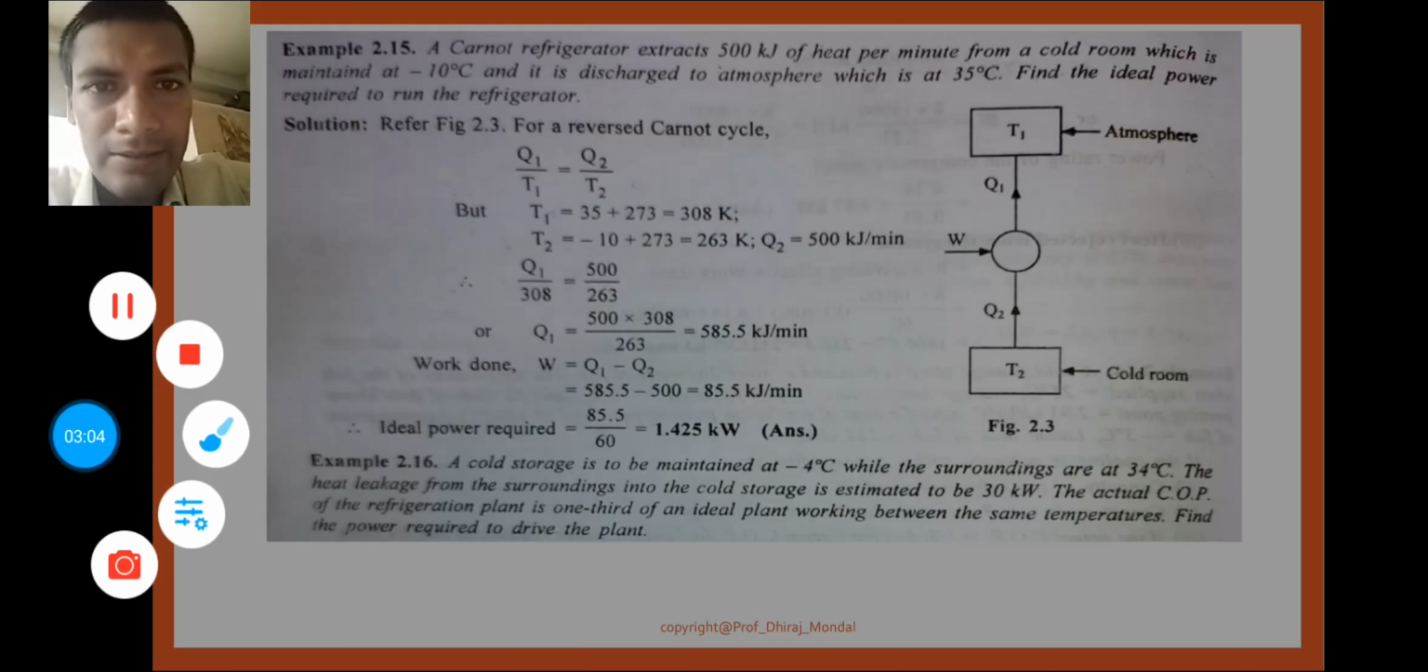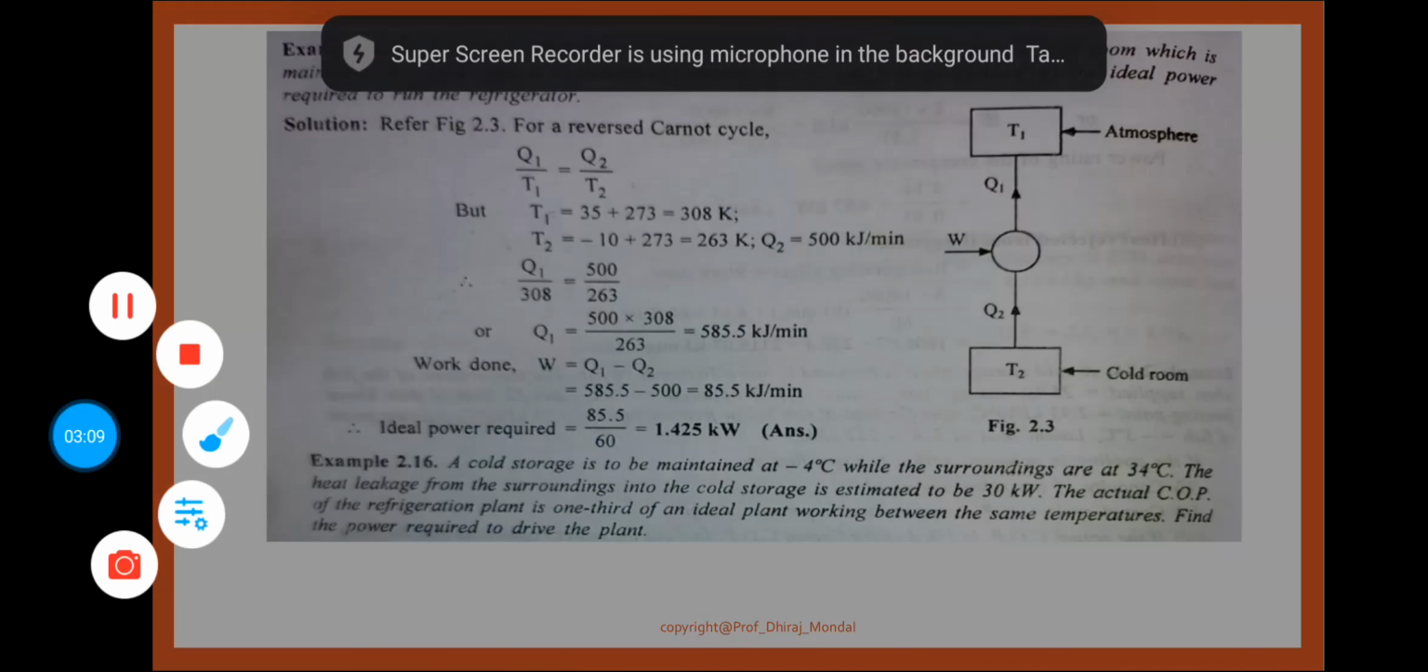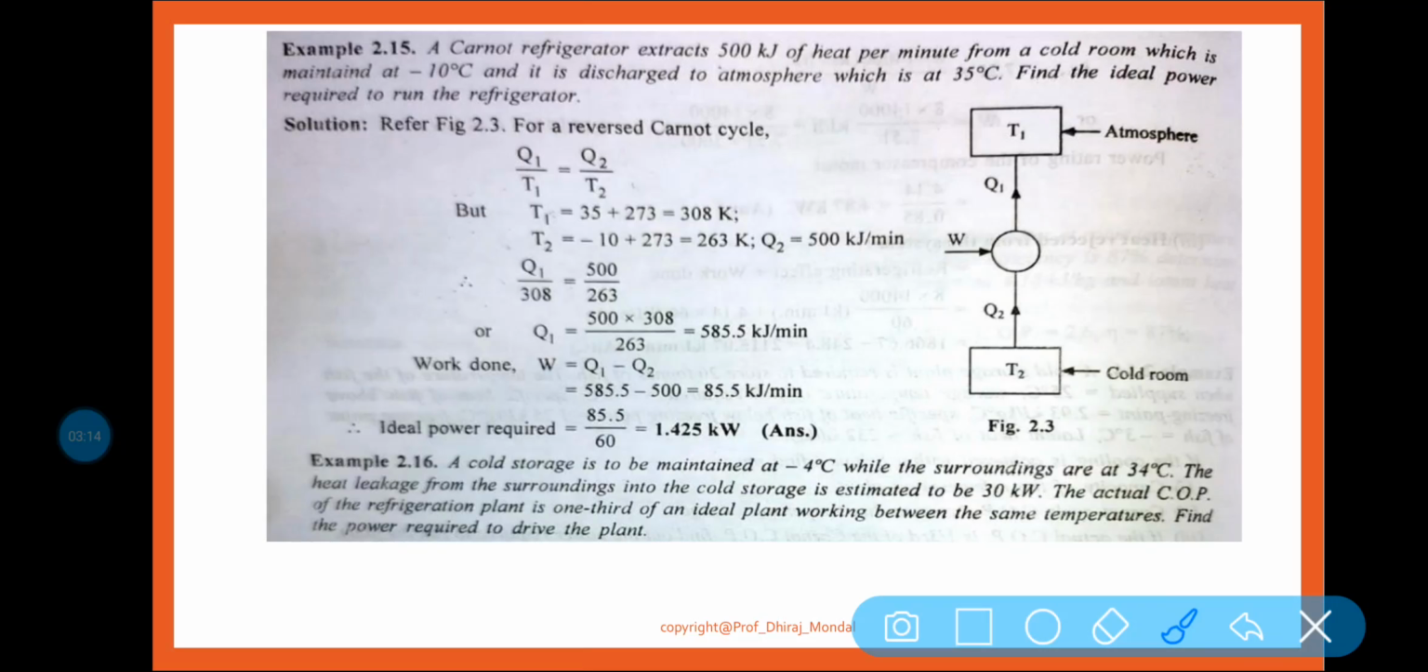So let us start. Dear students, you can see a numerical based on the Carnot refrigerator. So what do you mean by Carnot refrigerator? If the cycle is following the Carnot cycle, and some refrigeration effect is given by that particular cycle, then we can say it is your Carnot refrigerator.